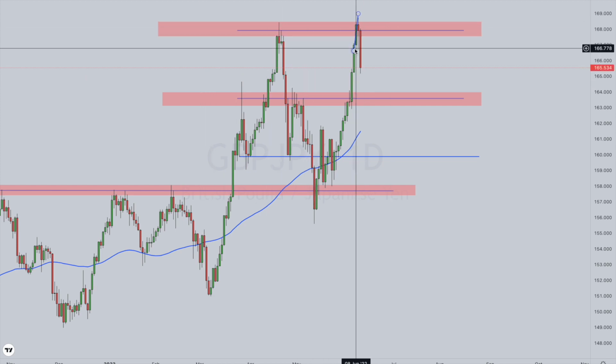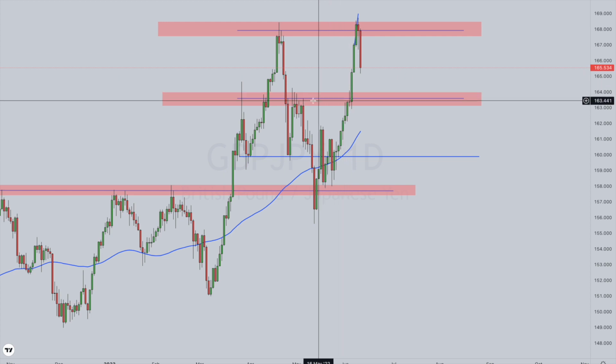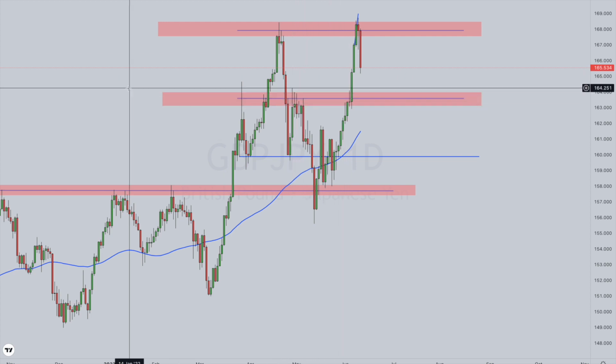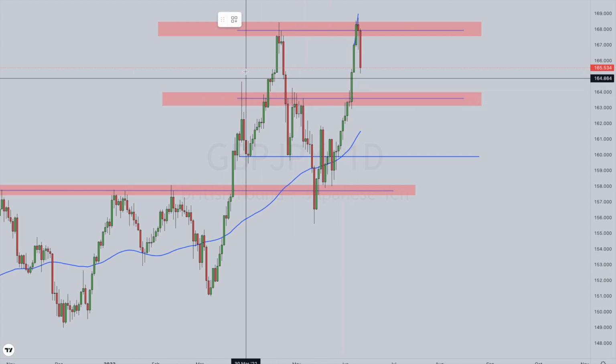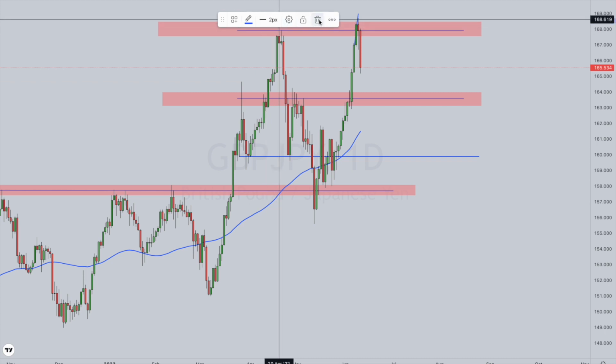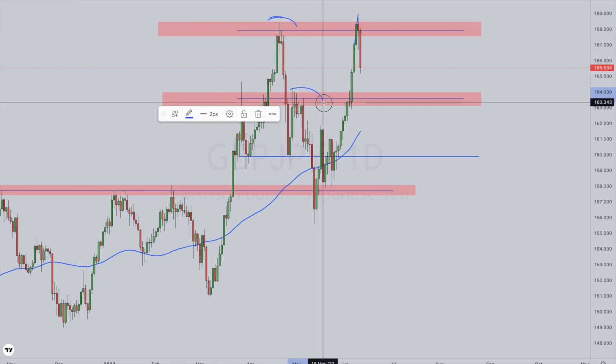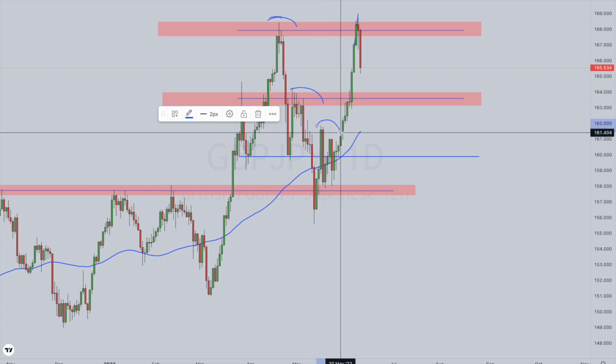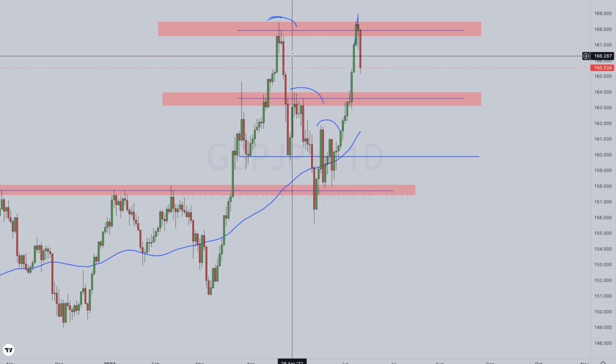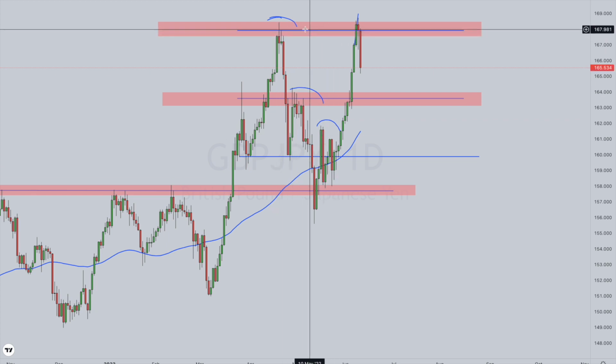Now, of course, we're still looking for buys, and price broke above these highs right here that we have. So we got one high right here. Oh my bad, we got one high right here, a high right here, and you can consider this as a high, right? Now, price broke above all these highs, and we're looking for price to continue to the upside.